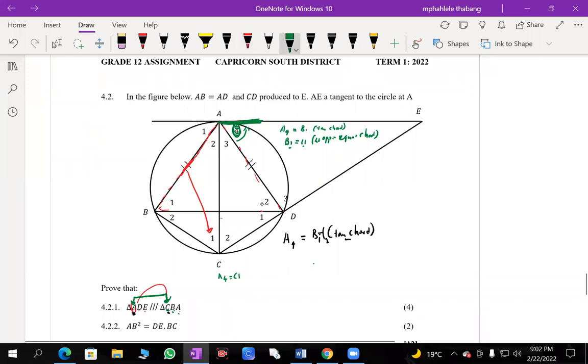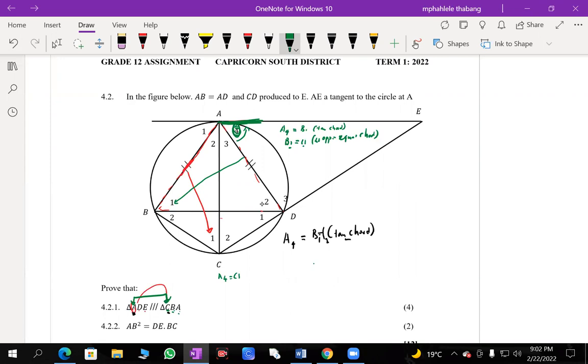Now, which angle is opposite to side AD? It's B1, right? Therefore, these angles are equal. You agree with me? Because why are they equal?